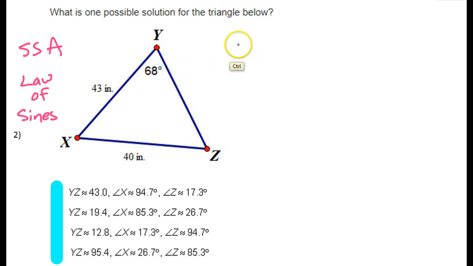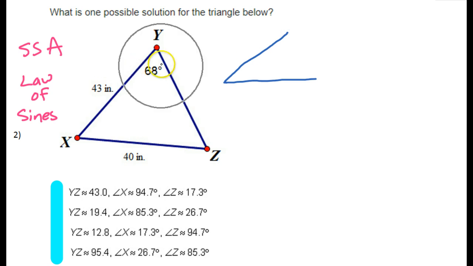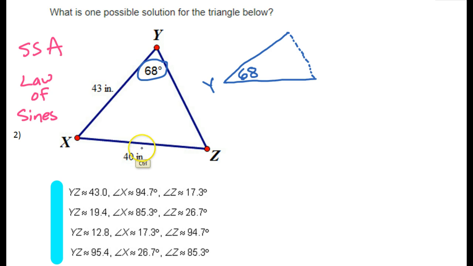And here's the procedure. As soon as I see that it's SSA, I draw myself a horizontal line, and I put an angle on the left. So the angle that they gave us, I always put that on the left, right here. So that is angle Y in this case. So that means that this side over here, which I always put as a dotted line, must be the 40.